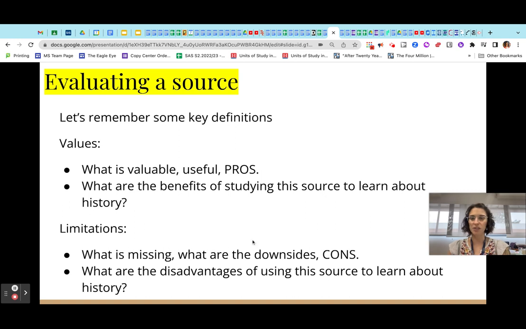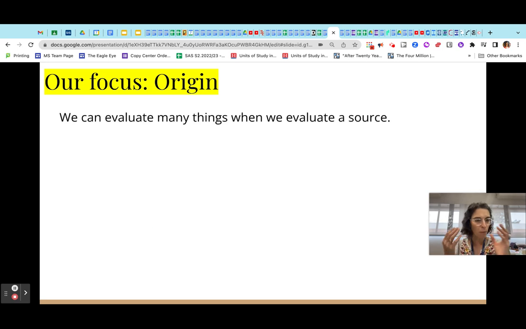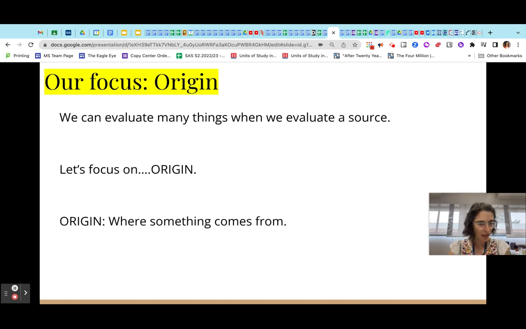the benefits and the disadvantages. So we're going to focus on origin, because when we evaluate a source, we could evaluate many things. We could evaluate the content and the purpose, but we're going to focus on origin. Origin, by which I mean where something comes from. Where did it come from?